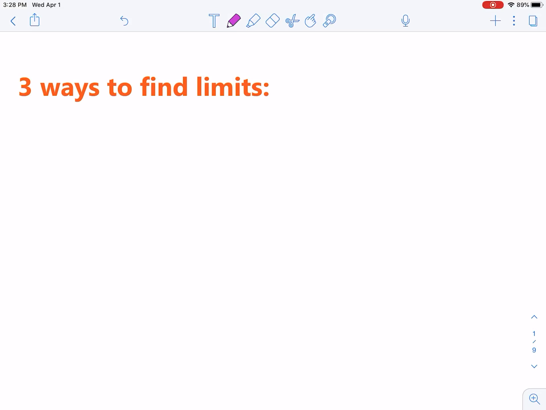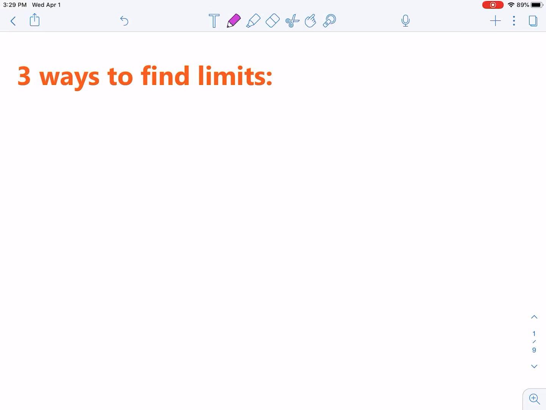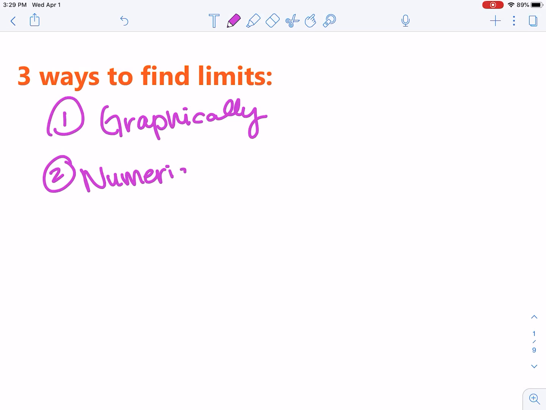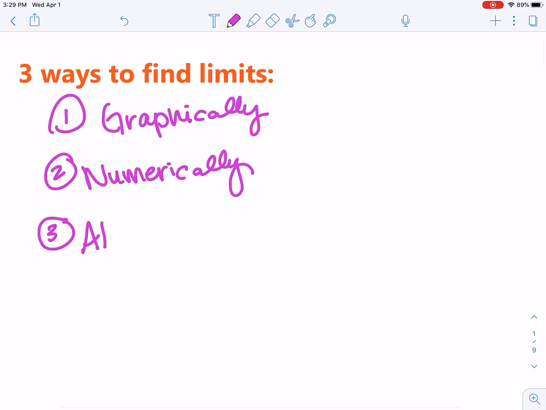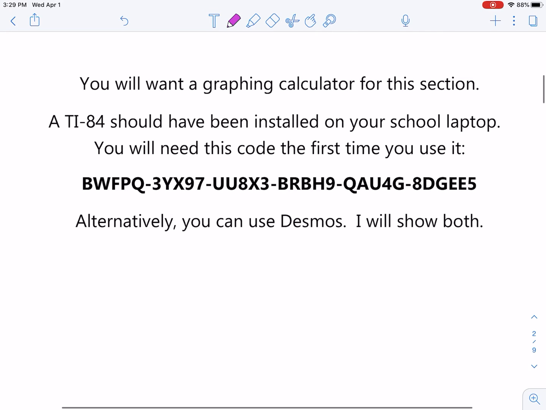Today we're going to be looking at another way of finding limits, and that's numerically, also known as with a table. Just as a reminder, there are three ways to find limits, and you don't need to write any of this down yet. The first one is graphically, which is what we did last time. And then we've got numerically, which is what we're going to do today, and that's when you are analyzing your function with a table. And then the third way, which is what we're going to do next week, is algebraically or analytically. And that's when we're going to give you your function as an equation, like f of x equals sine of x.